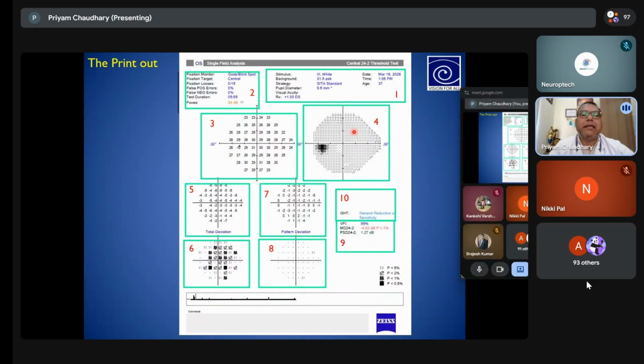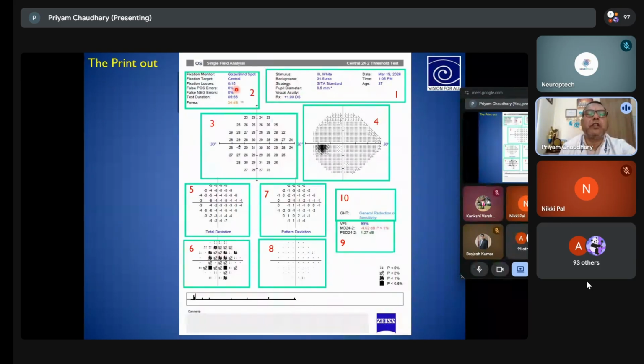Now come to the second zone. Second zone, here you are seeing all the reliability data. So the fixation target should be central. Fixation loss not more than 2 out of xyz. So 2 by xyz is acceptable. False positive, false negative: some books say 20%, some books say 10%. But nearer to 0%, all is good.